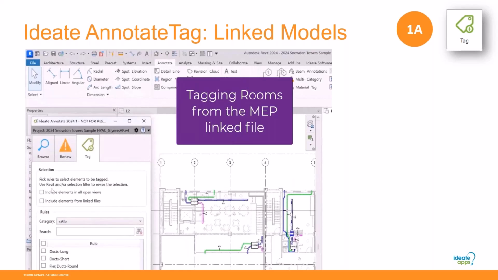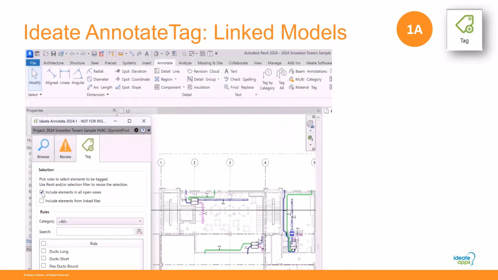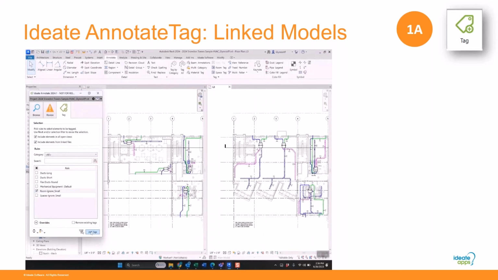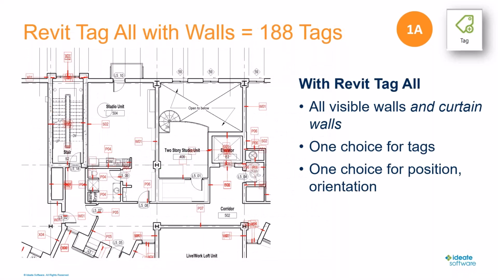And then, as I said, we can also look at linked models. So if you want to tag rooms using elements from the MEP linked model, you can see I can tag that, include elements in all open views and elements from the linked model itself. And we're going to go ahead and select those rooms, ignore small, and be able to select and create new rooms in both views.